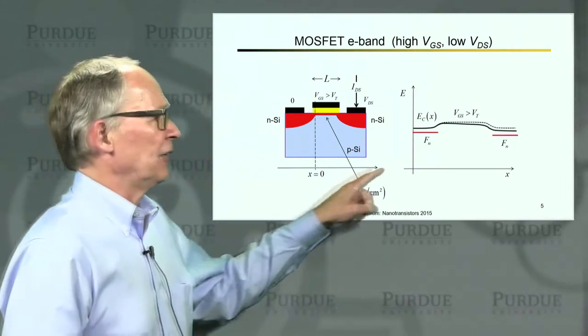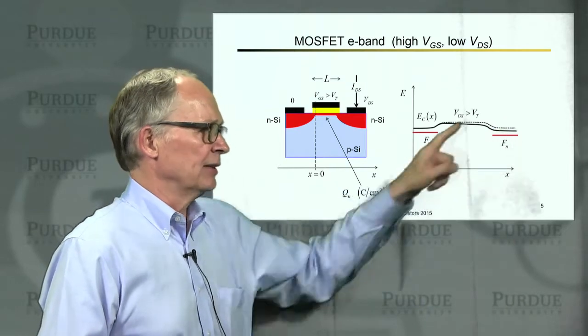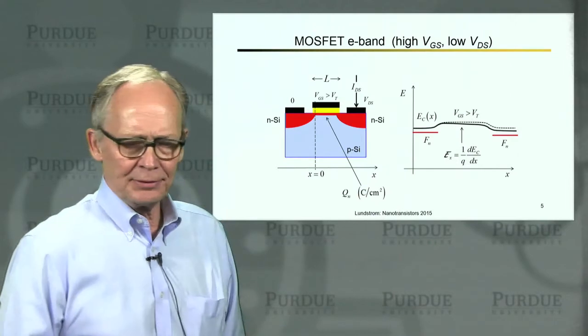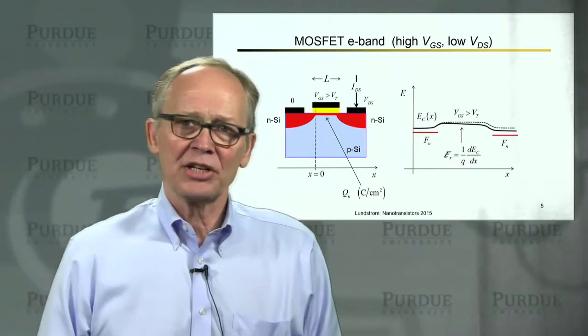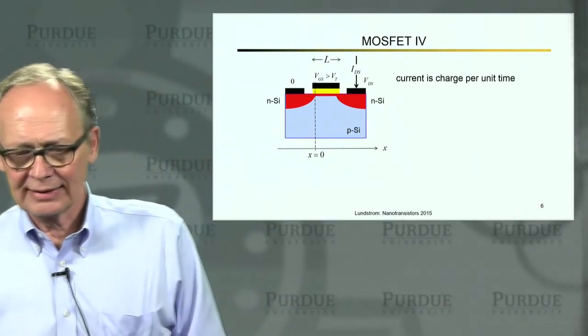Now, if we apply a small voltage, because we're thinking about the linear regime, we pull things in the drain end down a little bit. We have a constant electric field in the channel. And that's the situation we want to try to analyze. How much current do we get in this case?